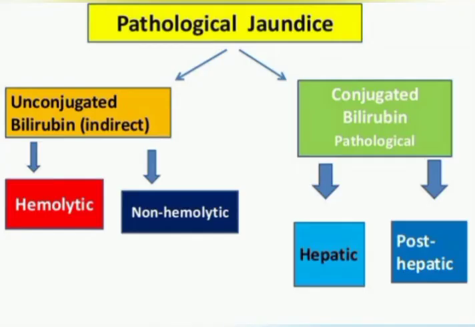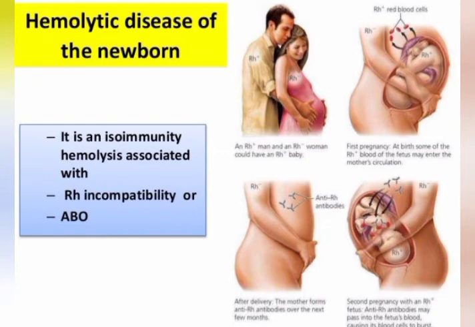Now, coming to the different types of pathological jaundice, there are two types: unconjugated bilirubin and conjugated bilirubin. The unconjugated bilirubin will be due to hemolytic causes or sometimes non-hemolytic causes. Conjugated bilirubin is due to disease conditions, also known as pathological conditions. For example, if the mother has hepatic diseases or a past history of hepatic diseases, then her baby may also suffer from jaundice.